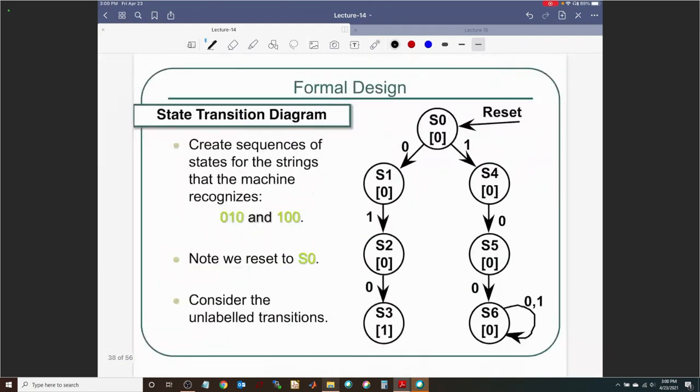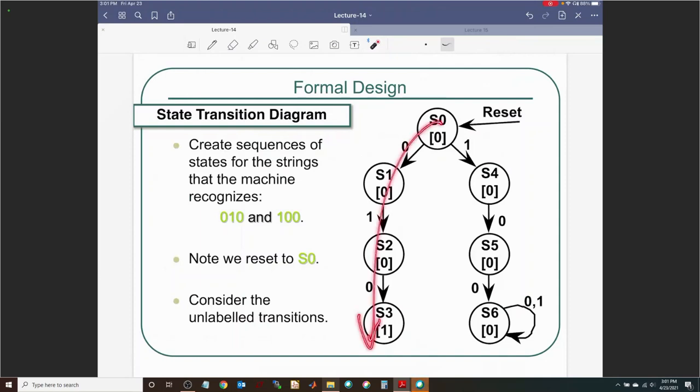Let's see. Okay, so I'm not going to go over the slides now, just because we have actually derived the entire state diagram from scratch. So I don't need to do the slides again. This is going to be redundant. But that's essentially what we did.